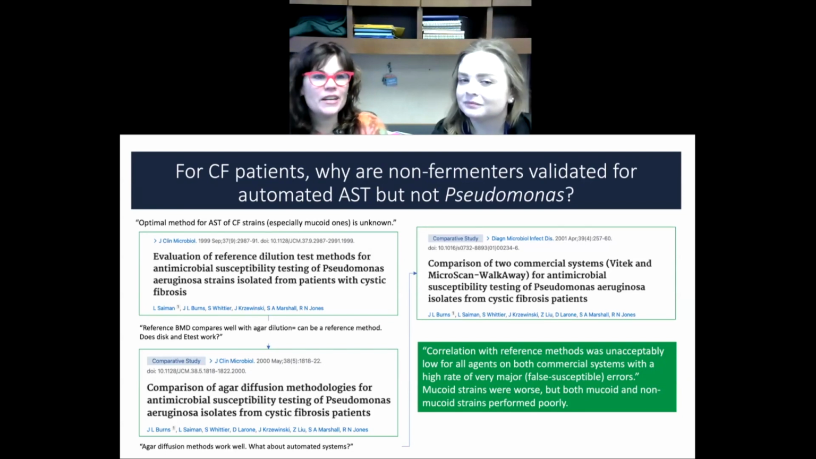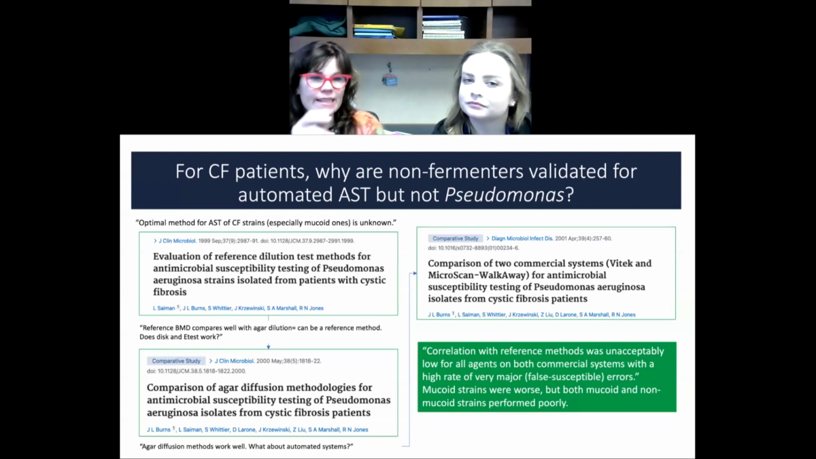And so this all started back in the 1990s, where there was a series of publications put together by Ron Jones's group, and they looked at the optimal method for susceptibility testing of these CF strains, and especially these mucoid ones. And you guys have probably seen it. Sometimes they don't grow very well, and they take like 48 hours, or they're extra goopy and really hard to get a good inoculum with.